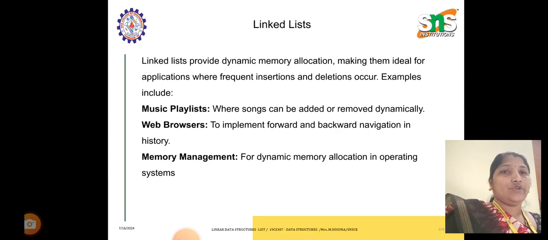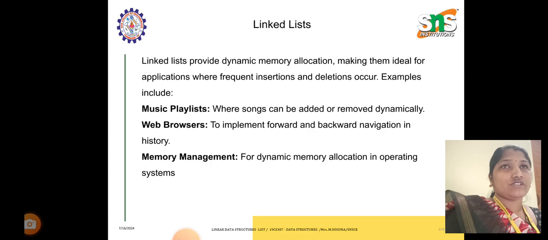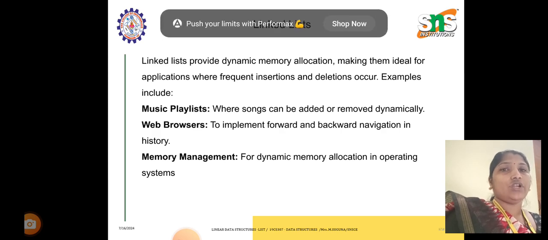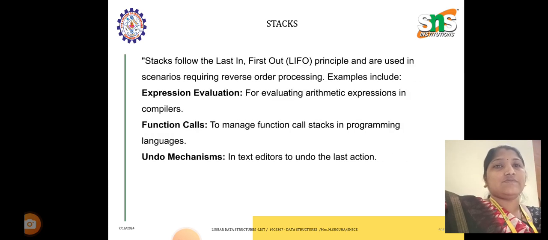That includes a music list, where songs can be added or removed frequently and in a dynamic way. Linked lists are also used in web browsers to implement forward and backward navigation in the history. If we want to move to the previous page there is a backward button, and also a forward button, which is again the concept of a doubly linked list. And this is also used in memory management. This helps with dynamic memory allocation in operating systems.